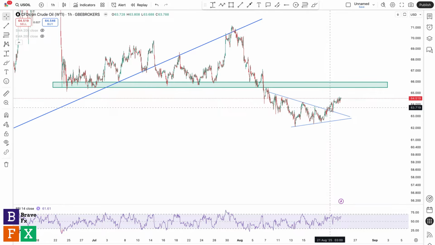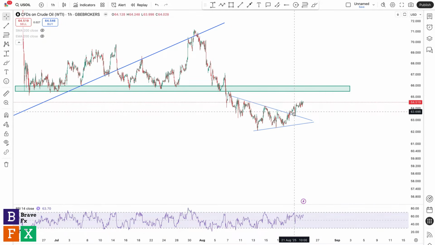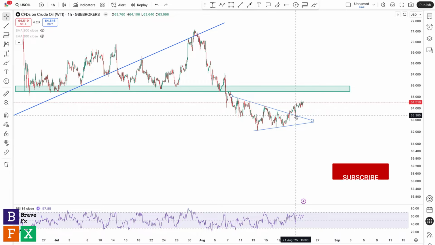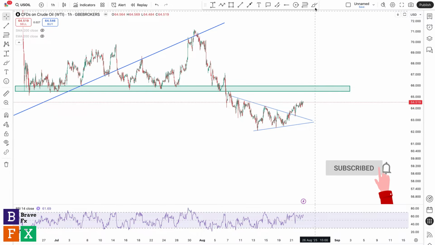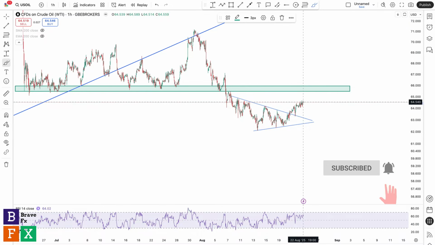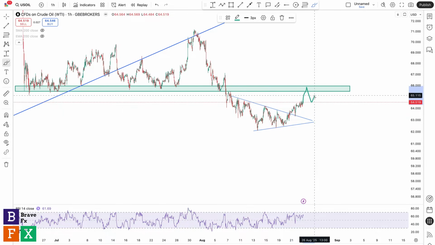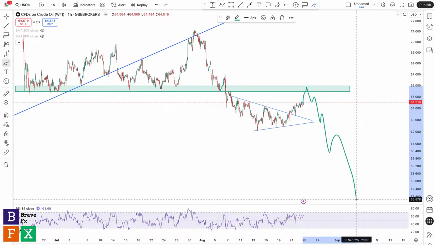Right now, we had a breakout from this triangle, right? Mind you, this is the 1 hour time frame on crude oil, and we had a good breakout followed by a good retest and a bounce. So right now, I'm waiting to see if price gets into this area of value, where I'm going to watch out for a reversal and continuation of a bearish movement to the downside.